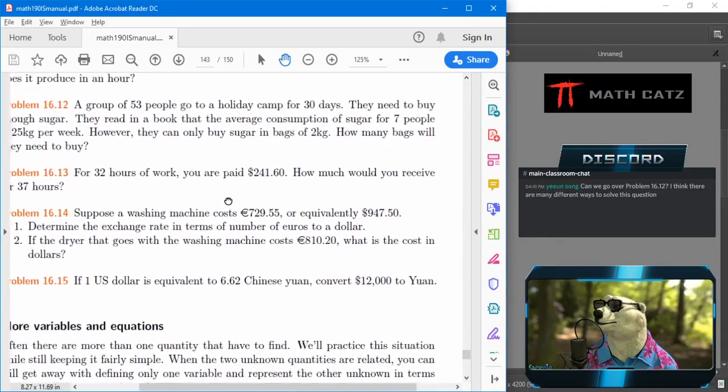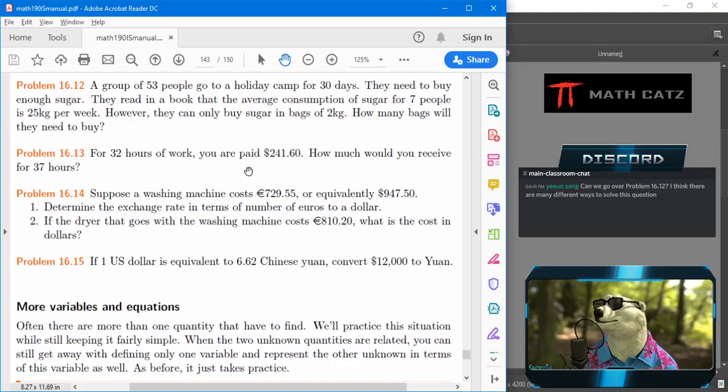16.12. Yes, let's read through this first and see what is a plan that makes the most sense.